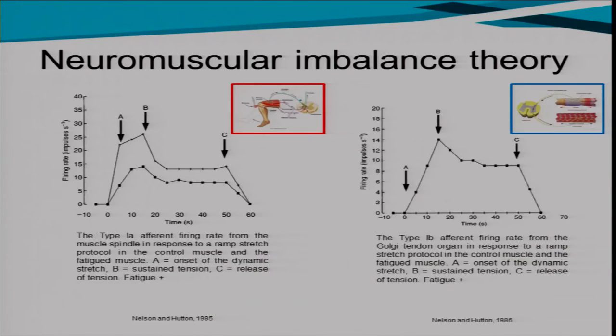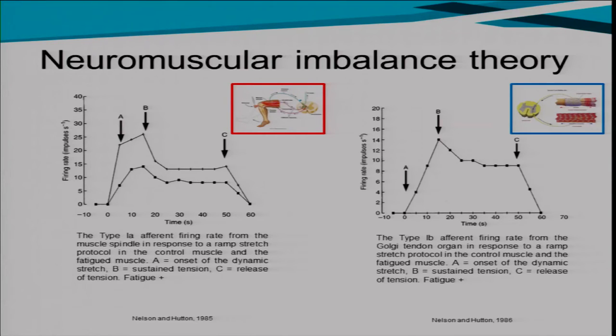So related to this, many studies that support this neuromuscular imbalance theory say that the type 1A efferent, that is the stretch reflex or the muscle spindle reflex, is increased in fatigue mainly because of these two works done by Nelson and Hutton. But these two works are very, very commonly cited in articles that support this theory.